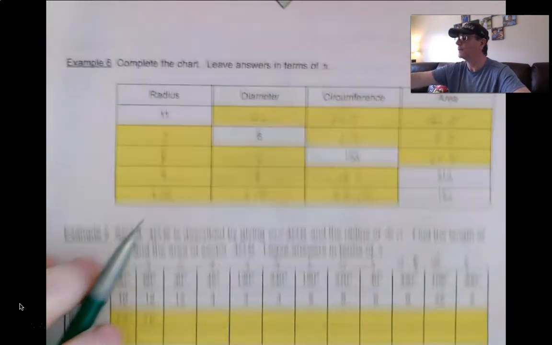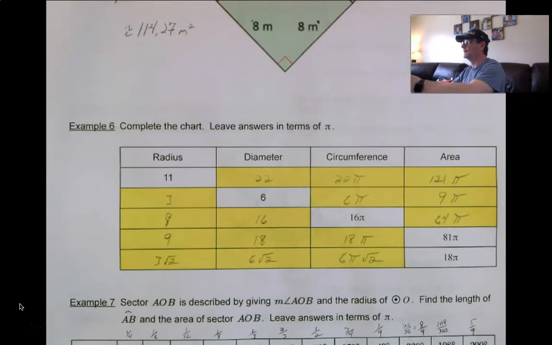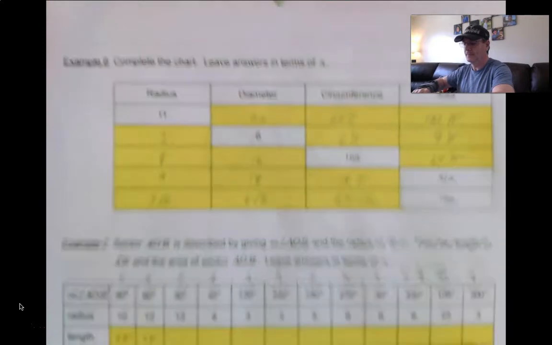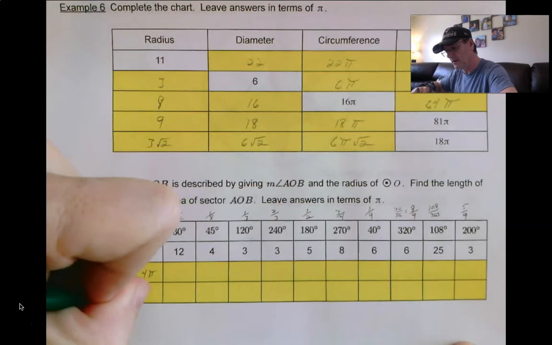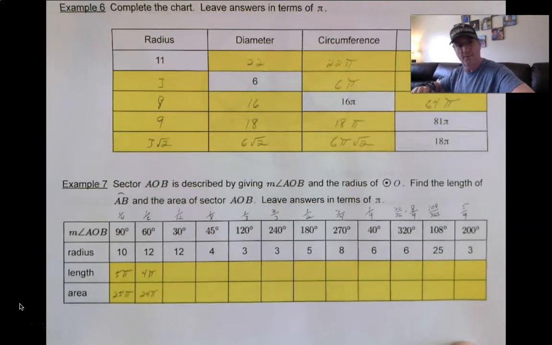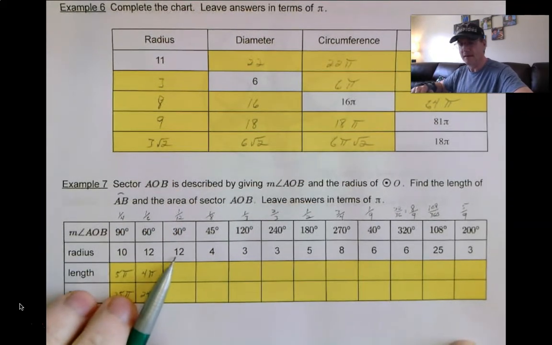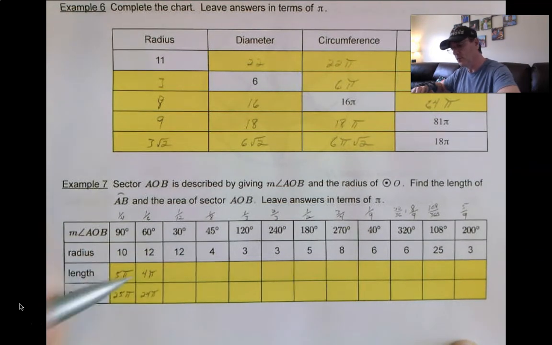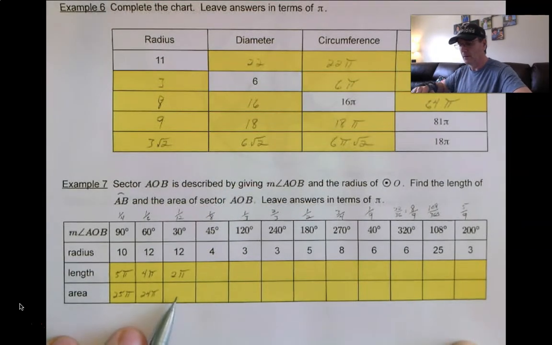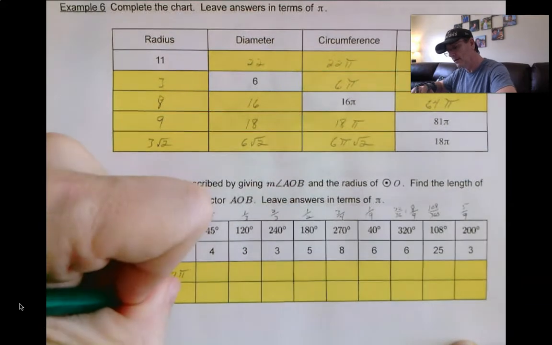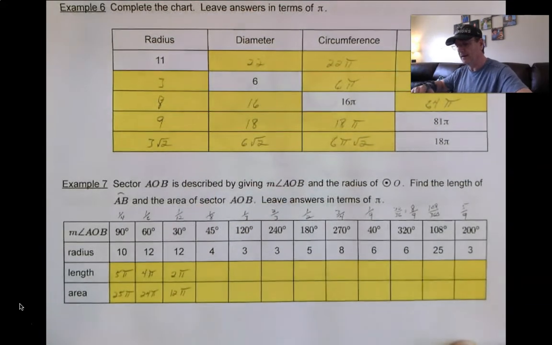1/6 of 144. Pulling out my calculator. So 144 divided by 6, 24 pi. The radius is 12. The circumference again is 24. 1/12 of 24 is 2 pi. The area again is 144. 1/12 of 144 is 12 pi.